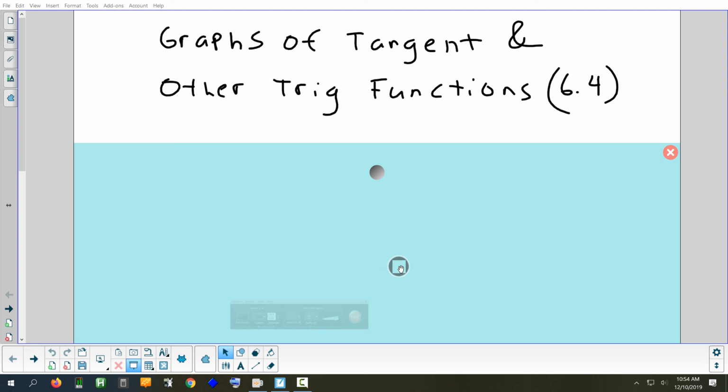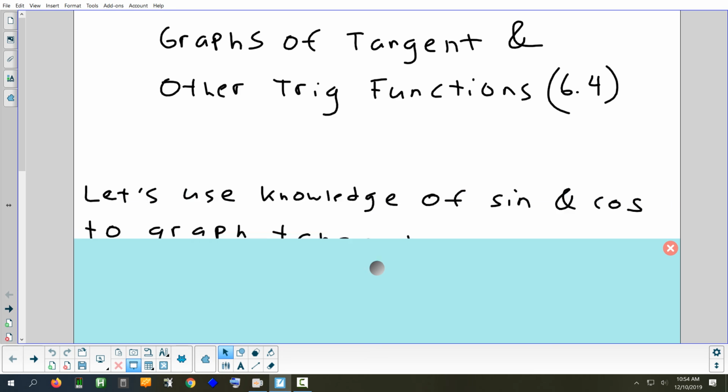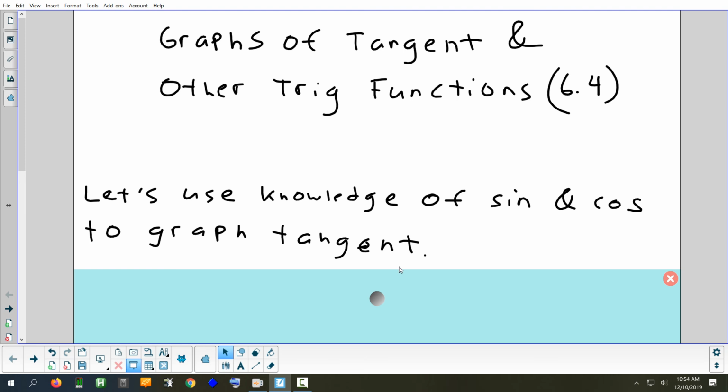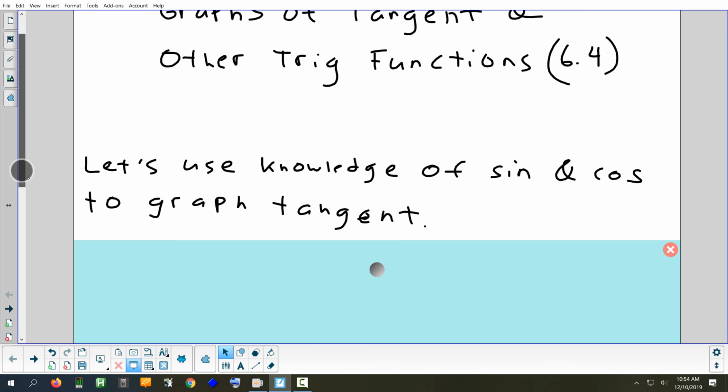So we're going to start off this week looking at section 6.4, which is the graphs of other trig functions besides sine and cosine. So we'll go through the graph of tangent step by step, very slowly. But then when we do cotangent, we're not going to go through every detail as much because it's very, very similar.